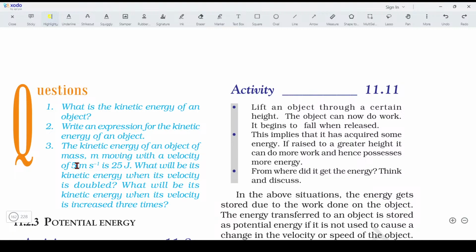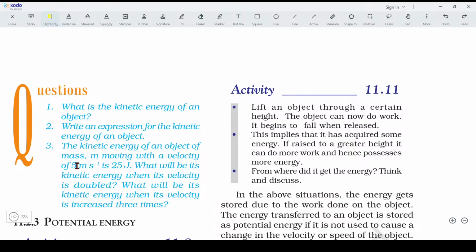Now, your velocity is doubled. That means what? What is the new velocity? 10. Okay, 10. What happens to the kinetic energy? The mass is anyway the same, 2. Your velocity has become 10 instead of 5. So what is half mv square? Half into 2 into 10 into 10.